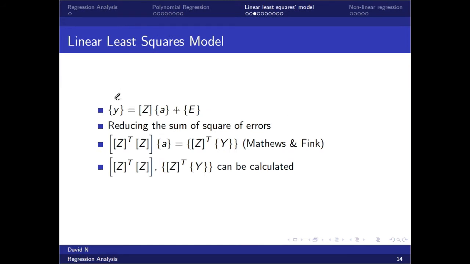Now the matrix equation which is shown in the previous slide can be written in this particular form. We have the y vector, which is the product of the z matrix and the model coefficient vector, summed together with the error vector. Now our objective here is once again to reduce the summation of the square of errors. The condition for reducing the summation of the square of errors, as deduced by Matthews and Fink, is shown here. Essentially it is the product of z transpose matrix multiplied with z matrix multiplied with the A matrix on the left hand side, and on the other side of the equation we have z transpose matrix multiplied with y matrix. Now these two matrices, z transpose multiplied with z and z transpose multiplied with y, can be calculated from the given data points.